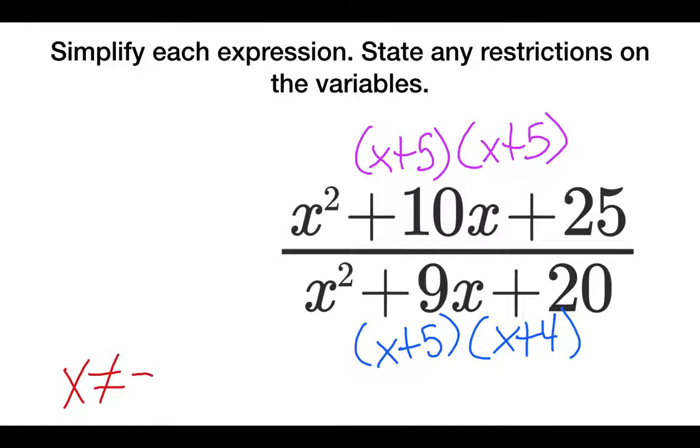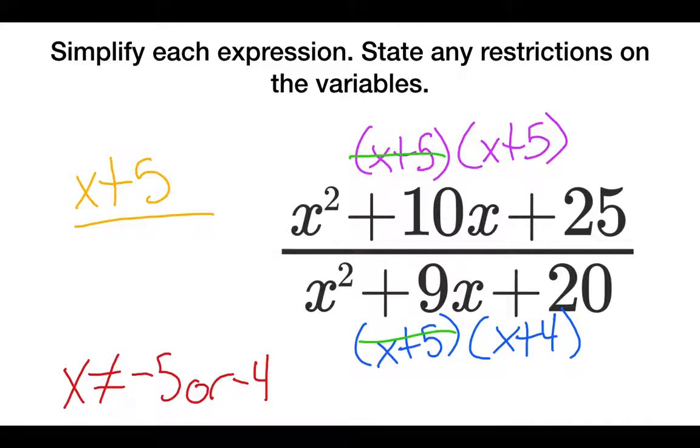Now I can actually do my first step, which is to give our restrictions. X cannot equal -5 because -5 plus 5 is 0, or -4 because -4 plus 4 is 0. So now that we know that, let's look for any common factors. X plus 5 can cancel out, and that's it. Meaning our final version that we would write on here would be x plus 5, because we still had one left over on top, over x plus 4.